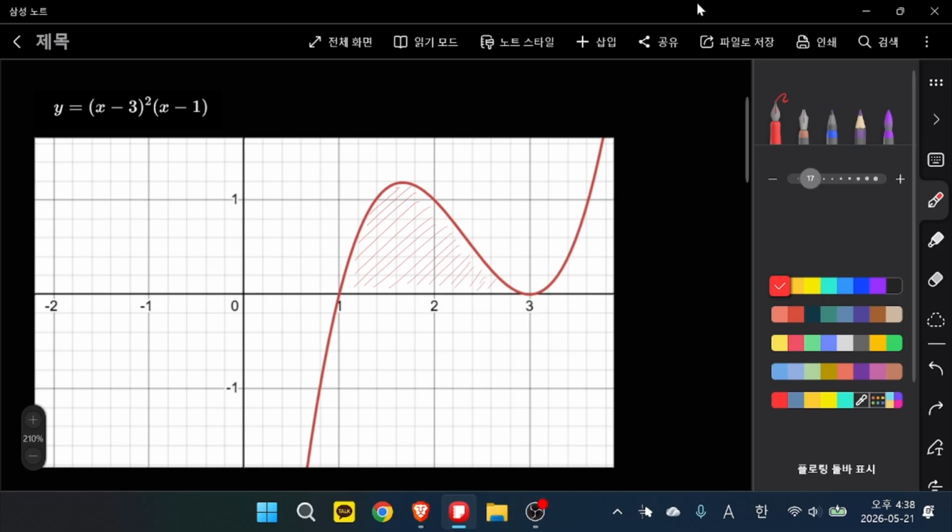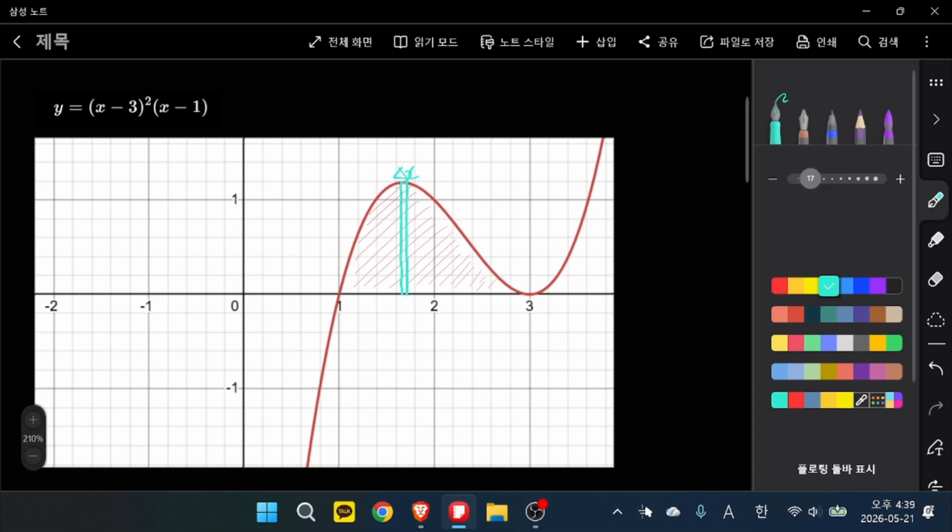As it spins, it creates a large three-dimensional solid. At first, finding the volume of that entire shape seems impossible. So instead of looking at the whole thing, let's zoom in by drawing a tiny vertical strip inside the region. Thickness is delta x. Now rotate this tiny vertical strip around the y-axis.